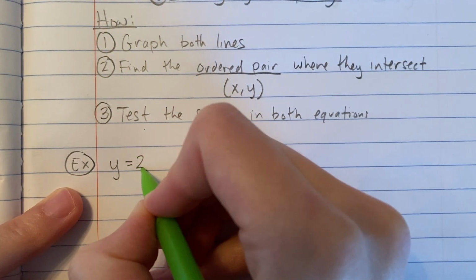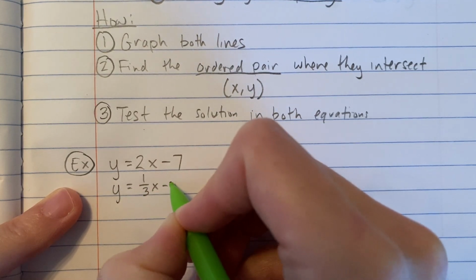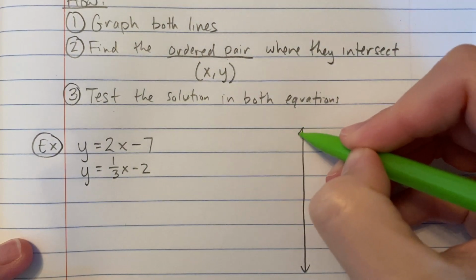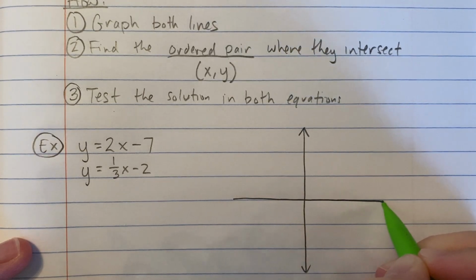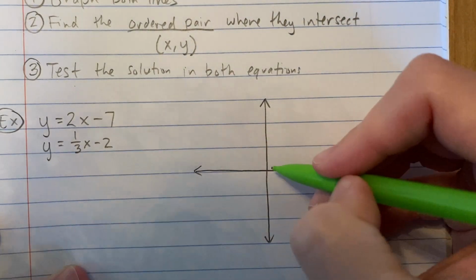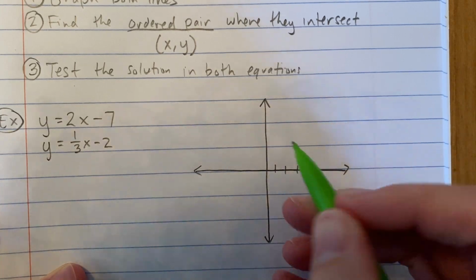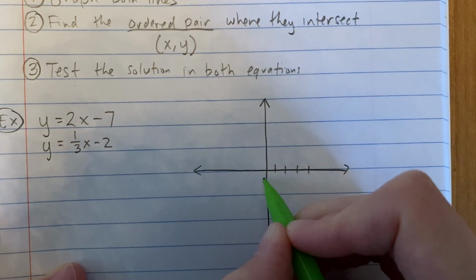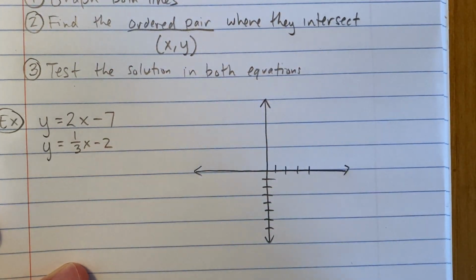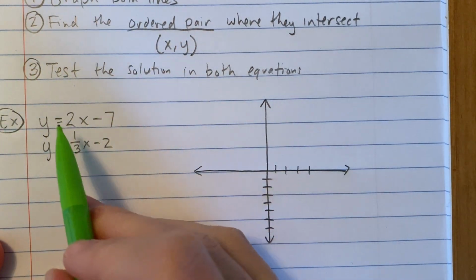So let's say I have, for example, this system. I'm just going to sketch a graph here. You can do your best to make it semi-neat so you have something to reference. I'm going to do 1, 2, 3, 4, and I'm going to go down 7: 1, 2, 3, 4, 5, 6, 7. You don't need to do the other lines, I'm just telling you because I already know. So let's graph this.